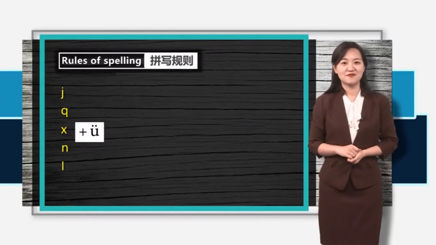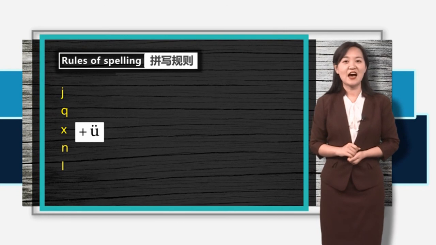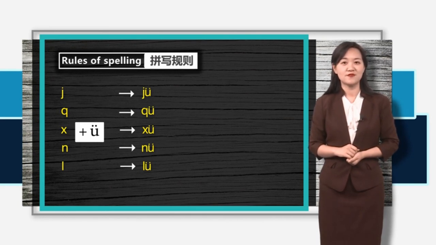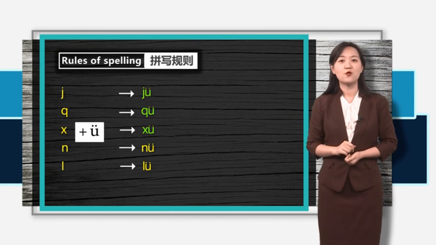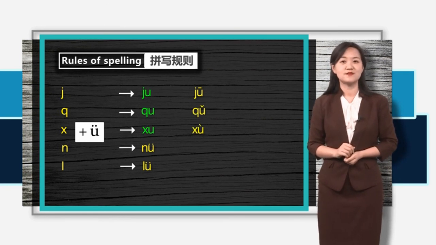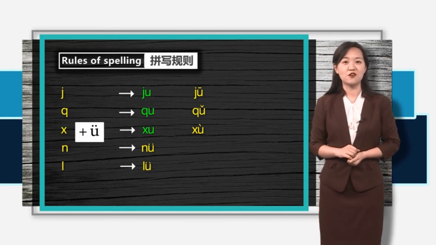The next part. The final ü can be used after ji, qi, xi, ne, and le. Because ji, qi, xi cannot appear before the final u. In order to reduce the frequency of writing the two dots of ü, we remove them. For example, 居, 取, 续. And if the initial is ne or le, we will keep the original form of ü.